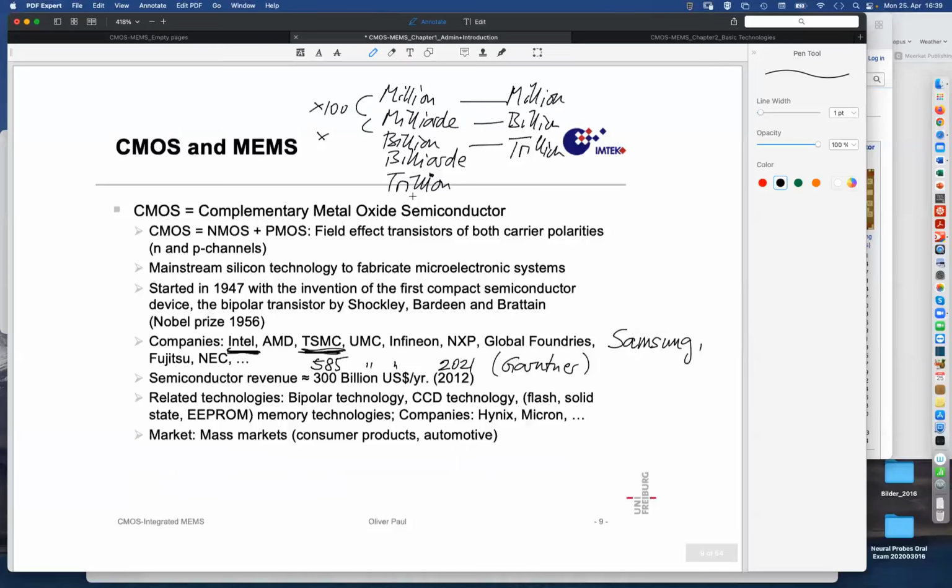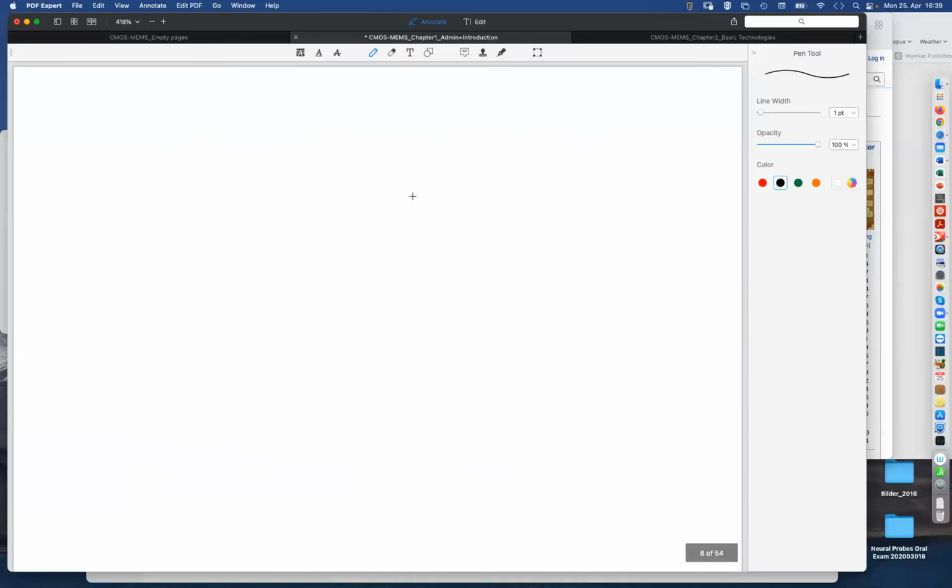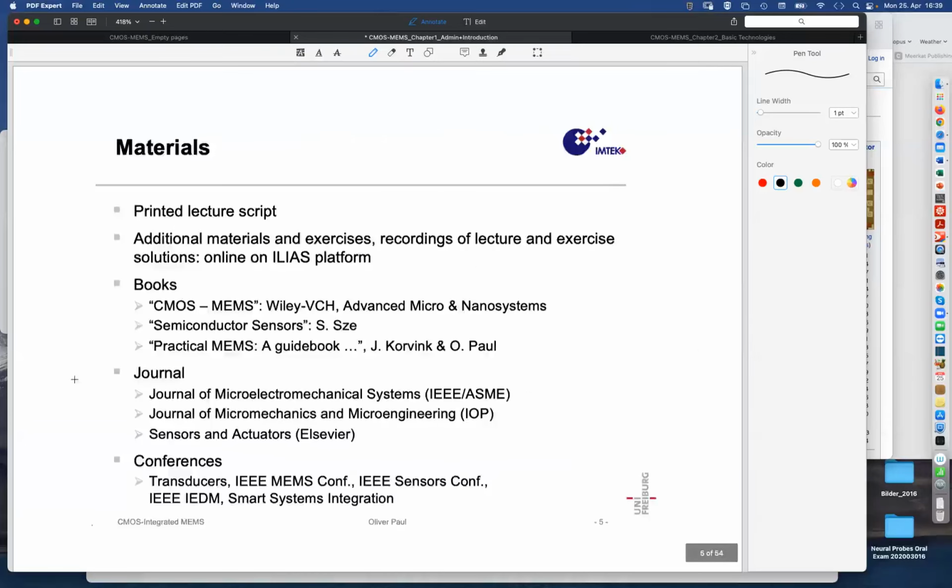This conference that I named here, Transducers, is about sensors and actuators.